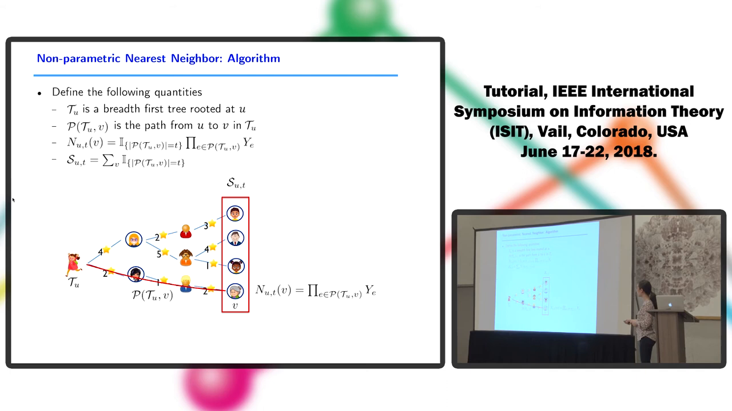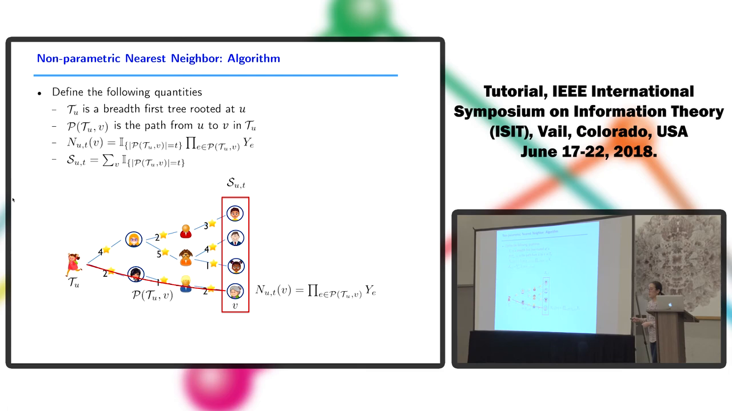And in particular, the value of this vector will be the product of the weights along the path. So here, for example, N sub u of length t of this node v, which is the grandma, is simply the product of the weights along the path from Alice to the grandma. And then S is simply the number of nodes at boundary t.